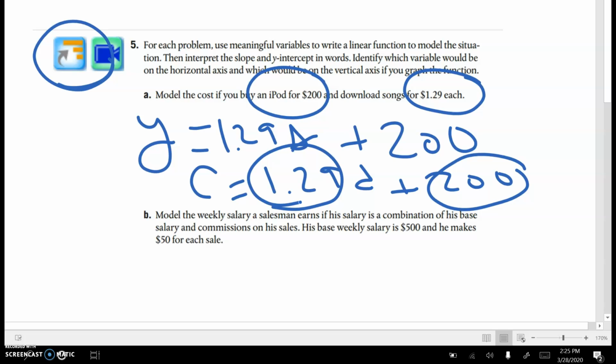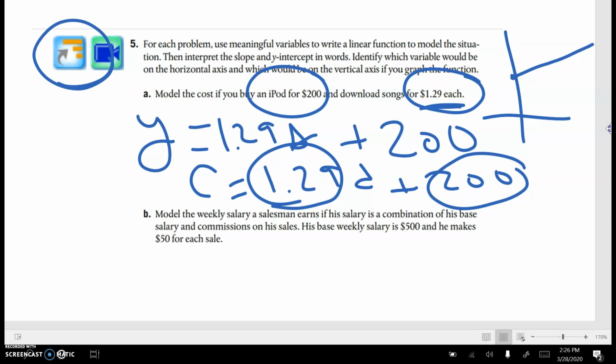And so I can write a linear equation because, again, it's not exponential growth. If I buy, my price starts at 200, and then it just keeps going up constantly $1.29 after that. All right, let's look at the next one here.